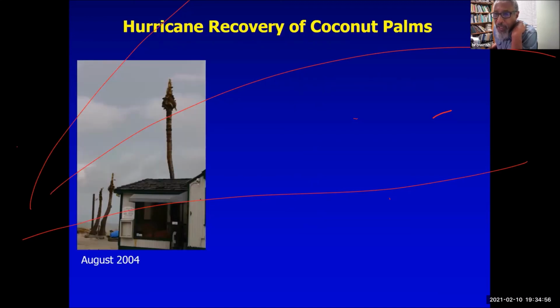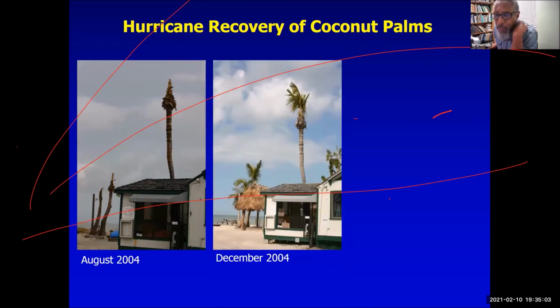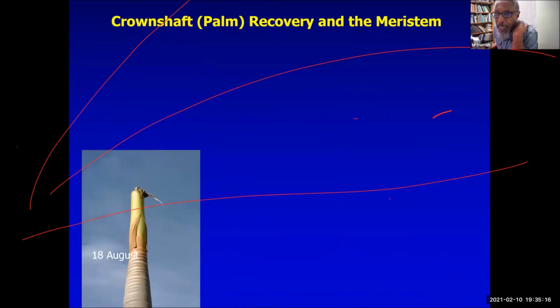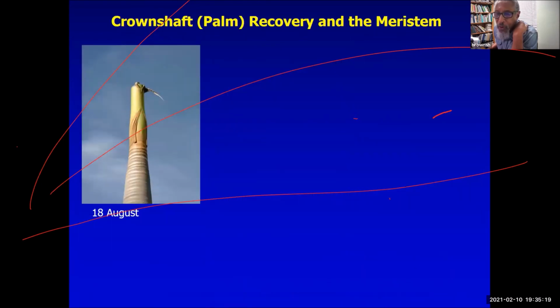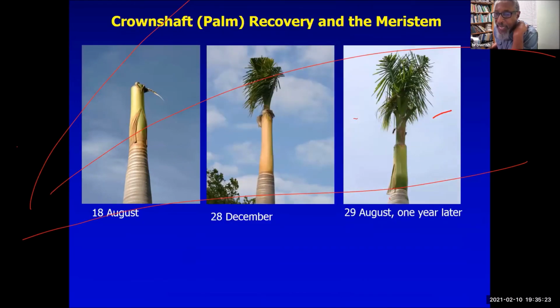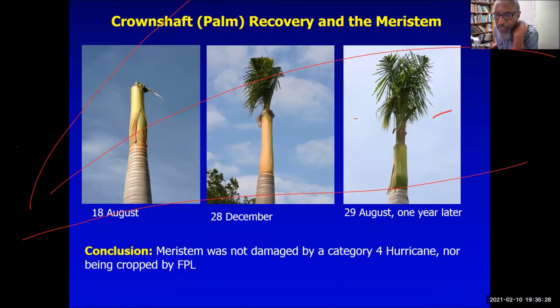Real quick, this is Hurricane Charlie, 2004. These 3 palms are stripped. December 2004, they're coming back. And in 2007, or even before, the leaves are back on. So if there's a hurricane and the leaves of palms are stripped off, it doesn't mean they're dead. And with a crown shaft, you can cut it. If you cut the crown shaft, the palm will probably come back. If it's a palm with a crown shaft and you cut into the trunk, it's dead.